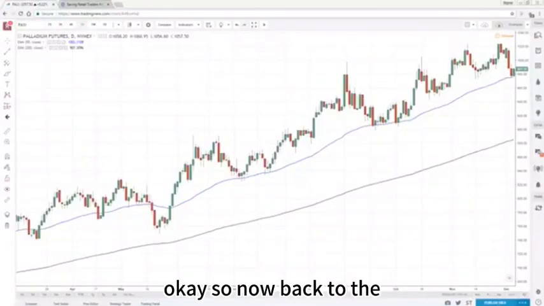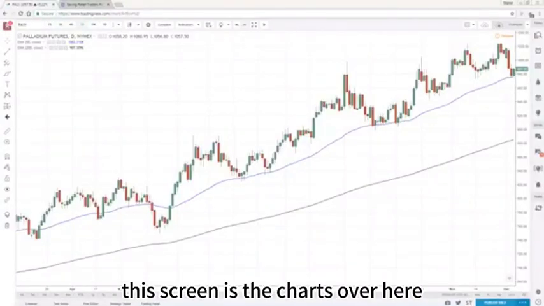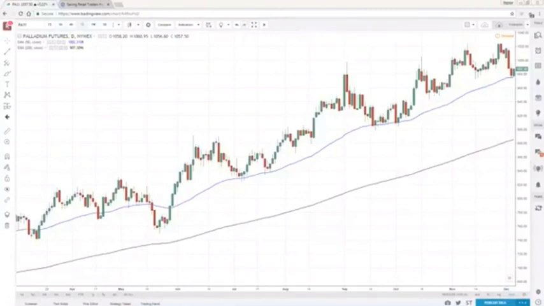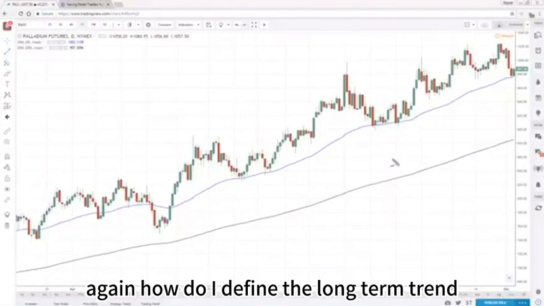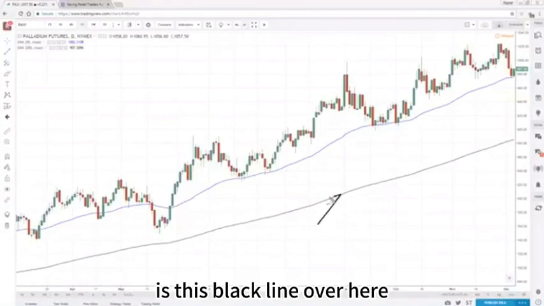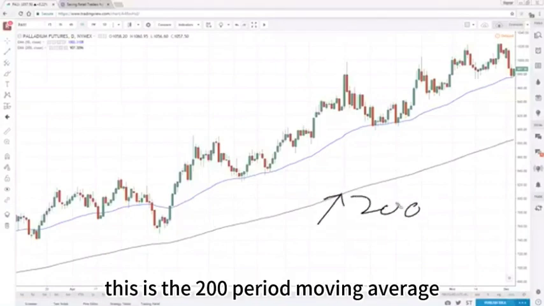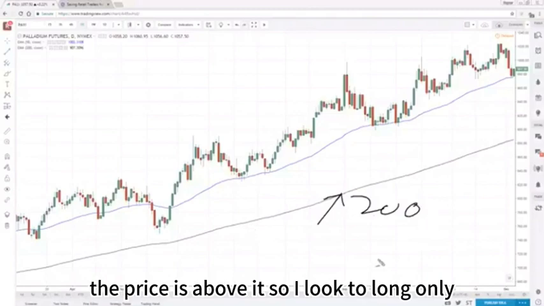Okay, so now back to this screen, the charts over here. Let me walk you through what you have learned. First and foremost, how do I define the long-term trend? It is this black line over here. This is the 200 period moving average. The price is above it, so I look to long only.